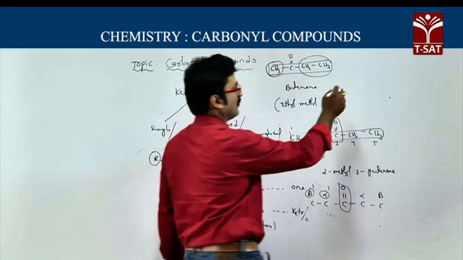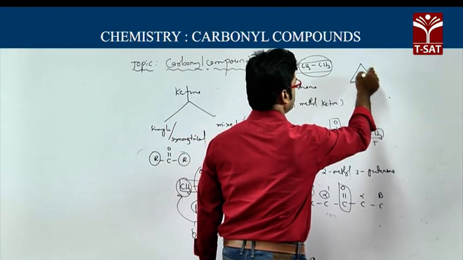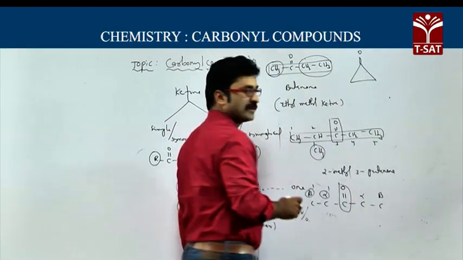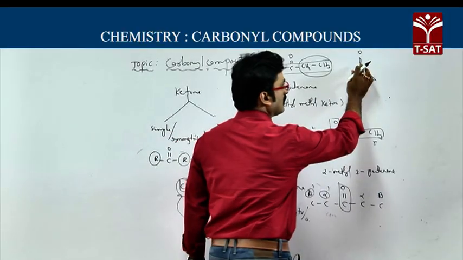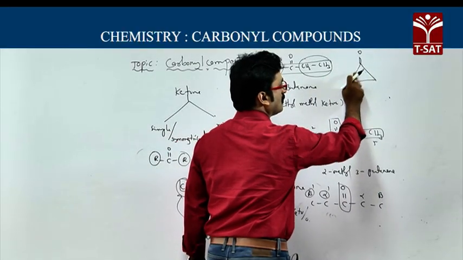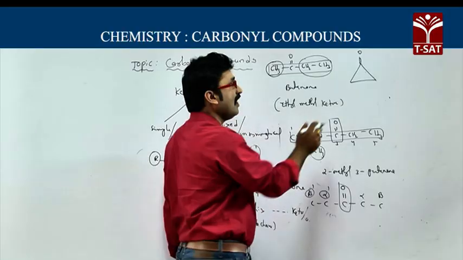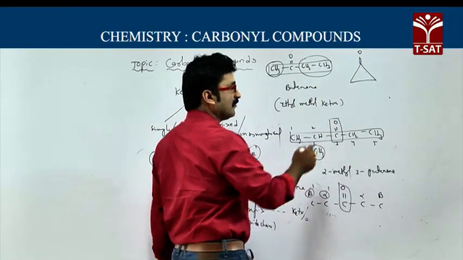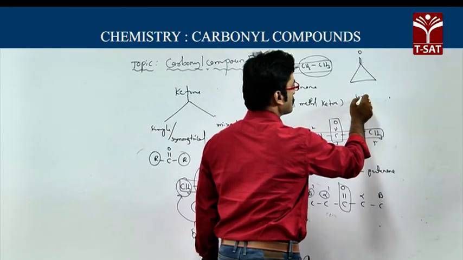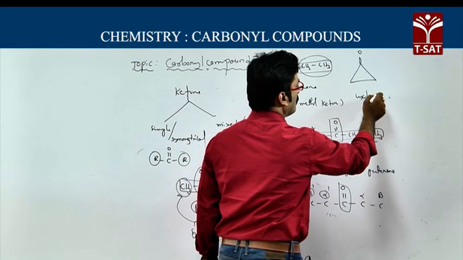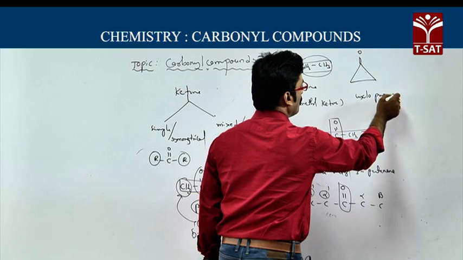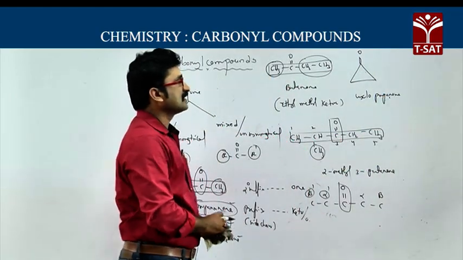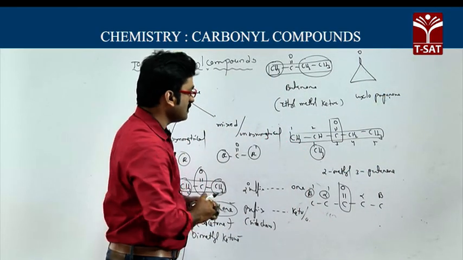Now we will take one more example in cyclic ketones. Here you know that the name of this compound is 1, 2, 3 cyclopropane, and this carbon is included in the ring. So its IUPAC name is cyclopropanone. Cyclopropanone is the IUPAC name of this compound.